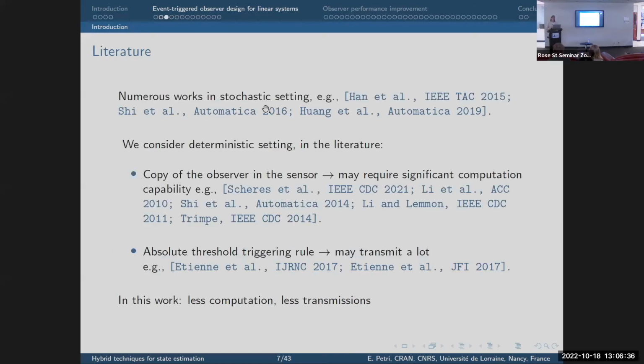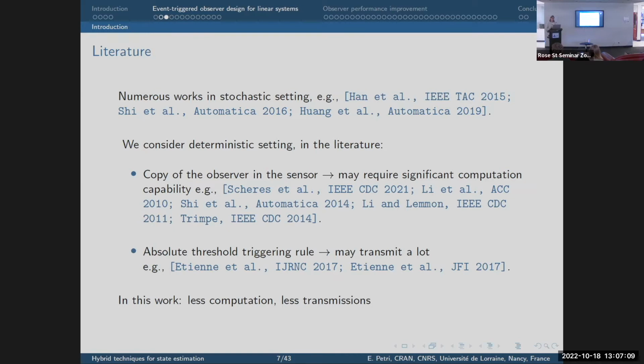Many people work on the event-triggered estimation problem in the literature. In particular, numerous works consider the stochastic setting. However, we consider the deterministic setting, and two main approaches are present in the literature. The first one consists in implementing a copy of the observer in the sensor, and therefore it uses the state estimate information in order to decide when data needs to be transmitted from the plant to the observer. The drawback of this technique is that it may require significant computational capability on the sensor.